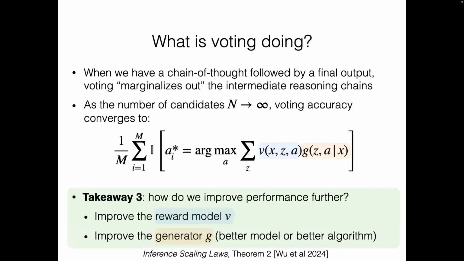Okay, so there's basically two ways to improve. You could either try to train a better reward model that'll push up what it converges to, and or you can try to improve the generator. So train a better model, use a bigger model, something like that.